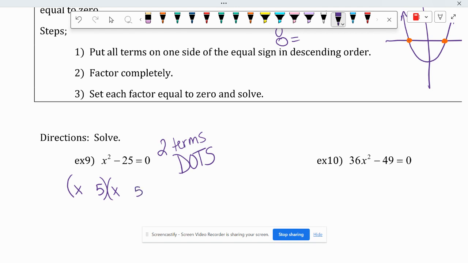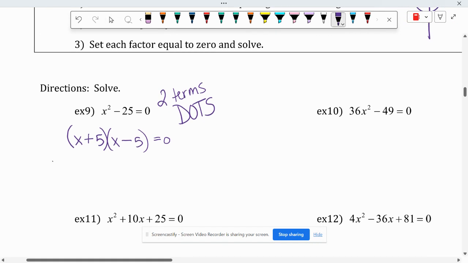What do I put in the middle of those two binomials? One gets a plus, and one gets a minus. Yeah, don't forget that, okay? But remember that we're solving now, so they both equal 0. So what does that mean? Well, that means that x plus 5 equals 0, or x minus 5 equals 0. Which means my solutions are what?